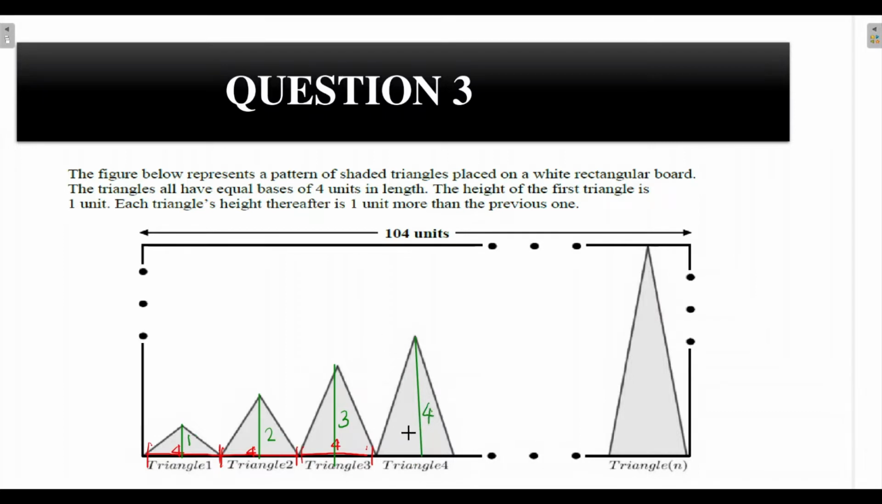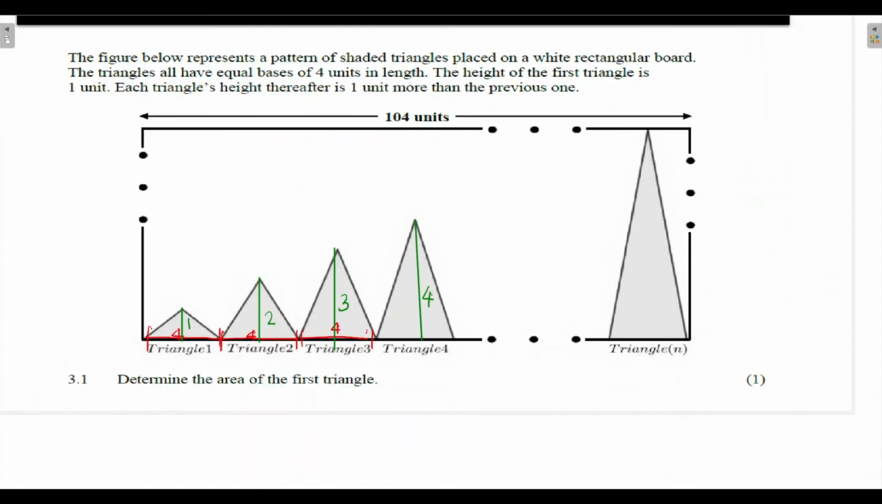All right, so all these triangles have the same base, but their height is 1 unit more than the previous triangle's height. Okay, so let's now move on. The first question says: determine the area of the first triangle.